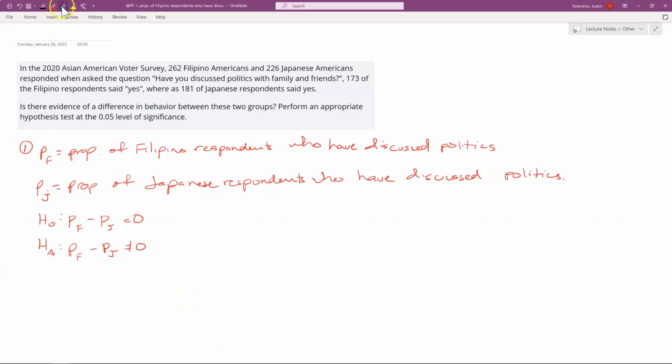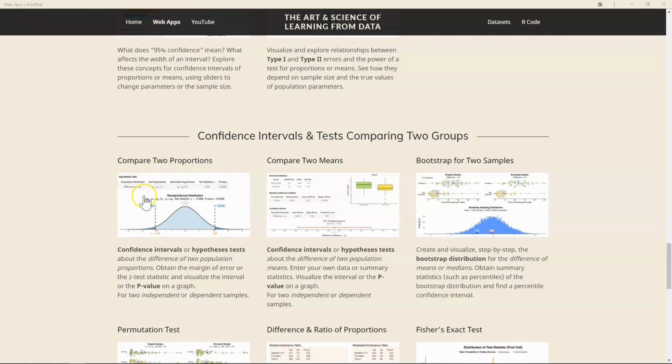Now that we understand our hypotheses and we're comparing two proportions, we know the method that we can use to compare these two proportions is a two-proportion z-test. So let's go through the steps of how to perform this test using Art of Stat. Here we have the compare two proportions option under the confidence intervals and tests comparing two groups, so we will select that.